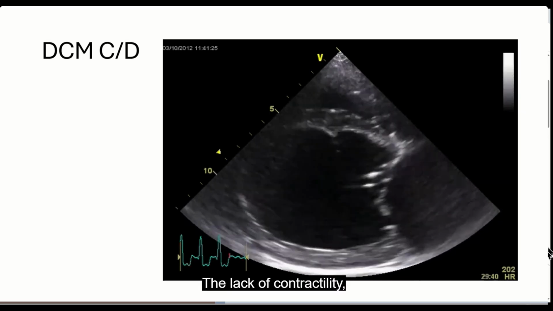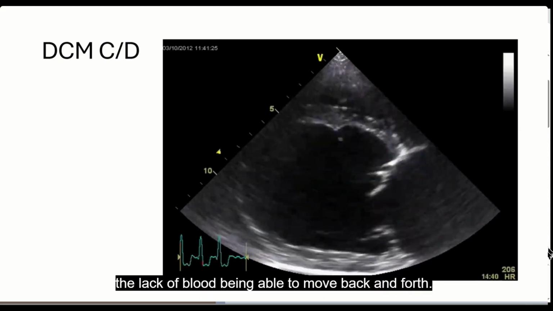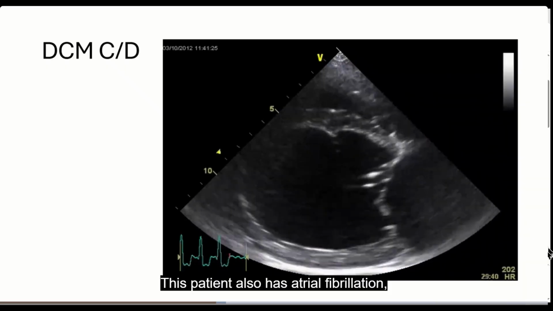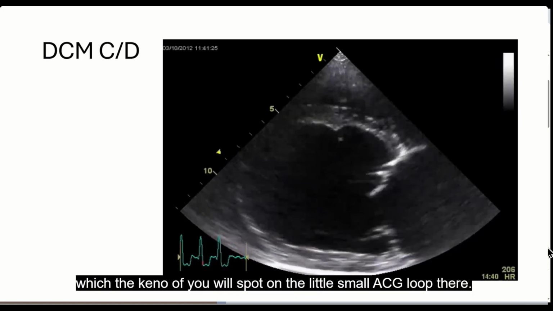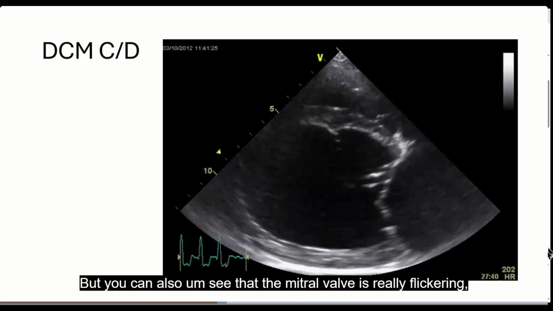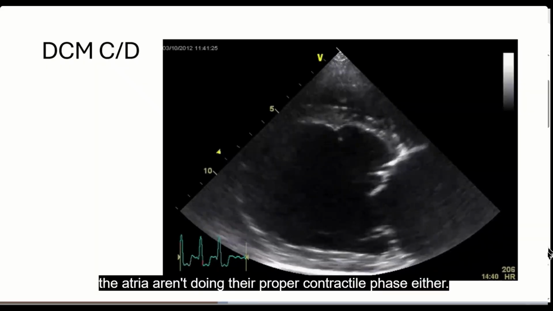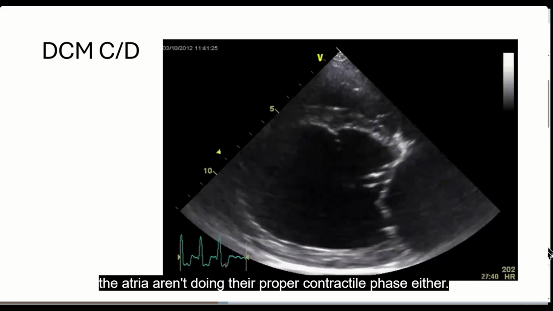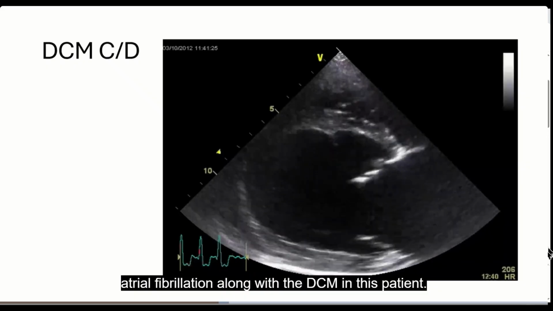The lack of contractility, the lack of blood being able to move back and forth. This patient also has atrial fibrillation, which the keen-eyed of you will spot on the little small ECG loop there. But you can also see that the mitral valve is really flickering. The atria aren't doing their proper contractile phase either. So yeah, atrial fibrillation along with the DCM in this patient.